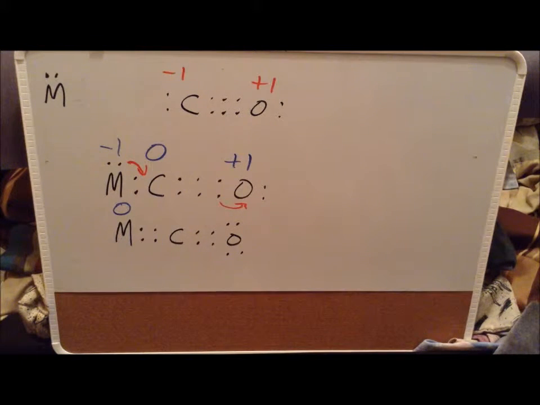Let's see what happens to the carbon in the center. Well, it started off with 4 valence electrons. It has 0 lone pair electrons, so 4 minus 0 equals 4. It has a total of 2, 4, 6, 8 bonding electrons, 4 with the metal and 4 with oxygen, so that's a total of 8. 1/2 of 8 is 4. 4 minus 4 equals 0, so the formal charge on the carbon is 0.